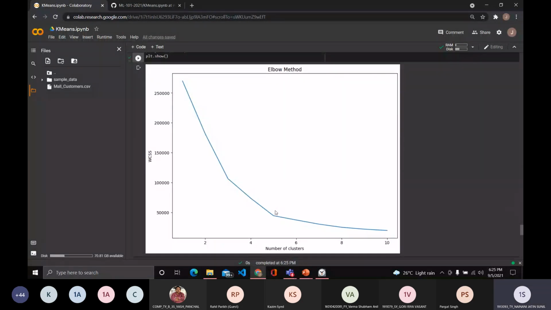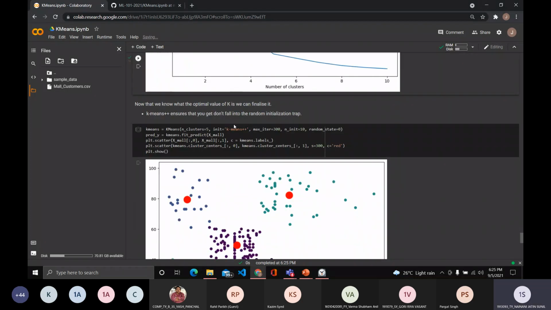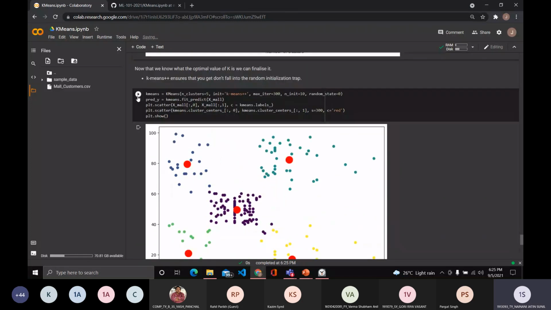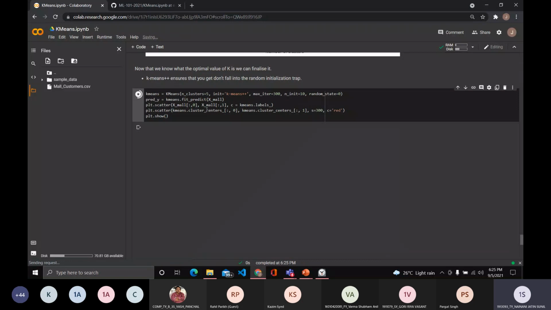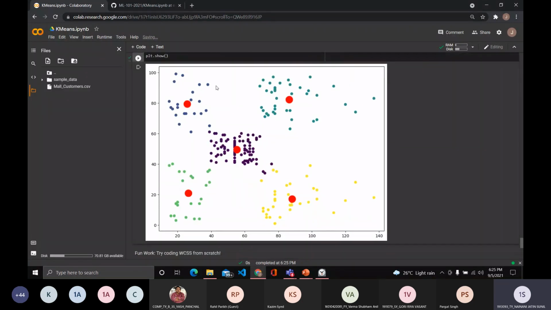This is our elbow plot, and you can see, as I said before with intuition, the number of clusters k equals 5 was our last corner point, and thus that will be the optimal value for this k-means clustering algorithm. Now that we know that the most optimal value is 5, we can just rerun the algorithm and fit predict our x labels. This is our final output.